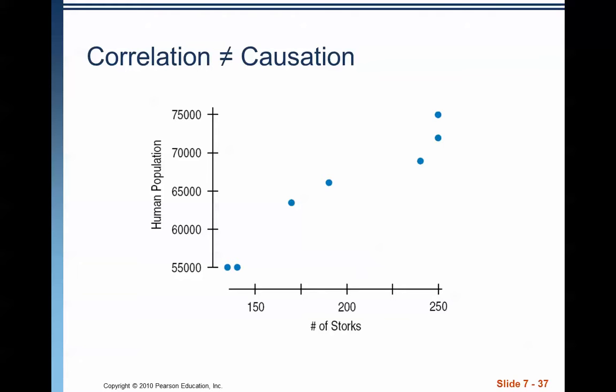But why is there a positive correlation here? Well, it's because storks eat human trash. And so the more humans that are around, the more storks have a food source, and so therefore there's more storks. It's not that the storks are causing a higher population.